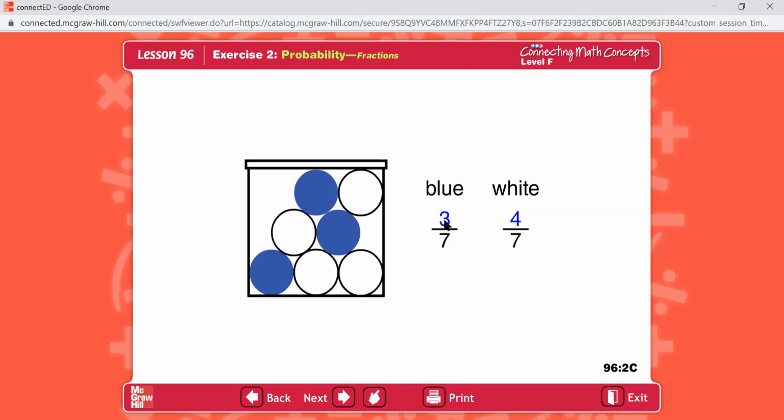Your denominator is 10. Now, for white marbles, how many out of 10 are there? There are 3 white marbles out of 10. Now for black marbles. How many black marbles are there out of 10? There are 2 black marbles out of 10. And for gray, there are 5 gray marbles out of 10.